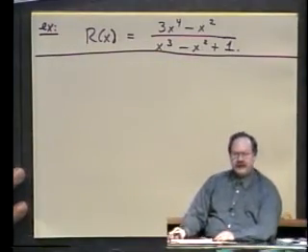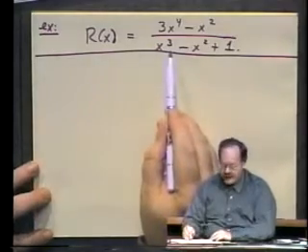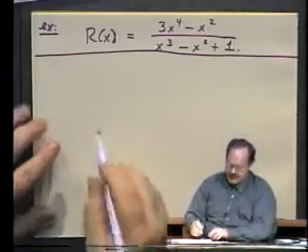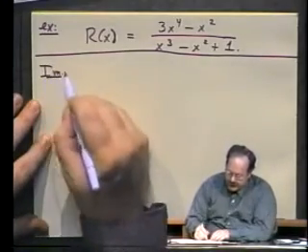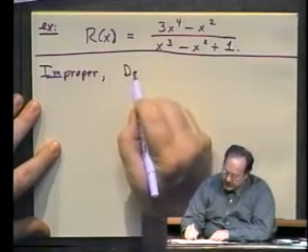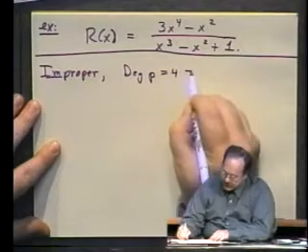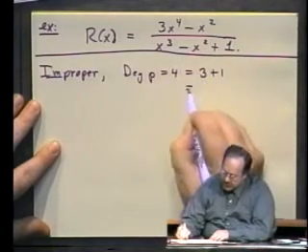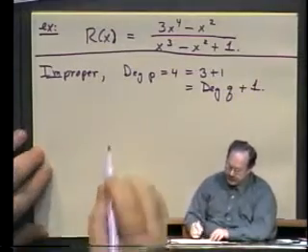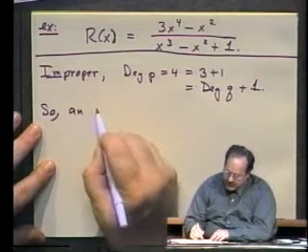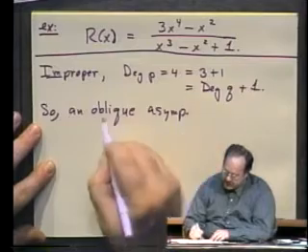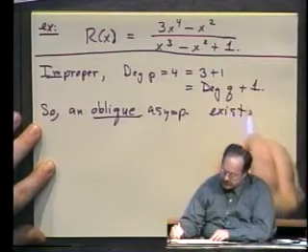Now you can see from there that the top degree is 4, the bottom degree is 3, and as a result, the top has degree 1 more than the bottom, and so that is exactly our improper case, where the degree of p is 4, and that's exactly 3 plus 1, which is the degree of q plus 1, and that's what we wanted. So an oblique asymptote exists.